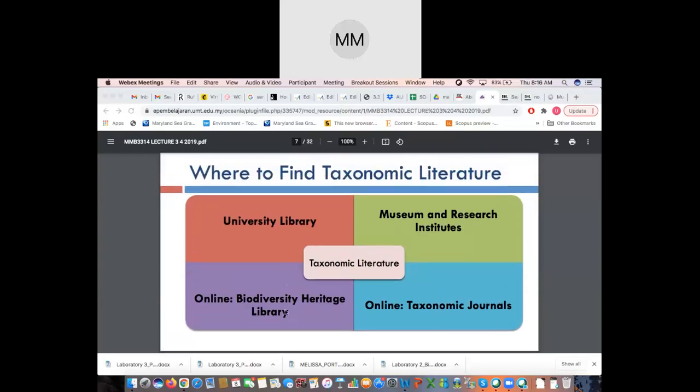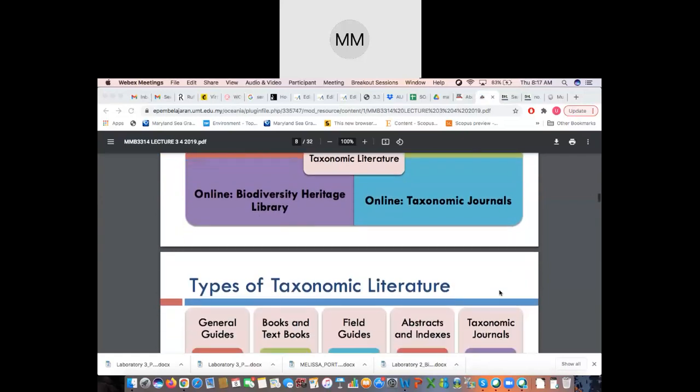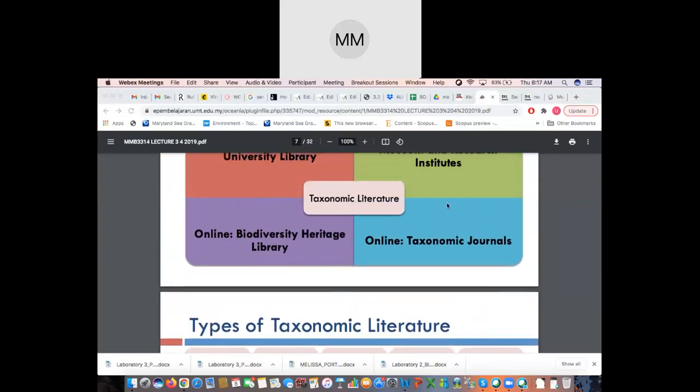And then, of course, for taxonomy, one of our heavily used online sites is the Biodiversity Heritage Library. I will show you that very shortly. And also online taxonomic journals. Depending on whether you're working on zoology or botany or bacteria or virology, they are quite different.